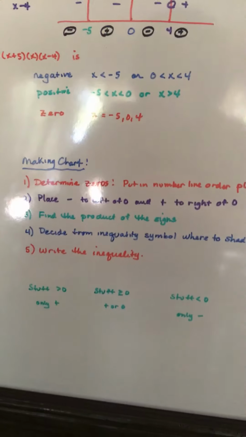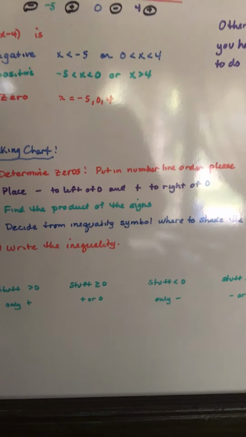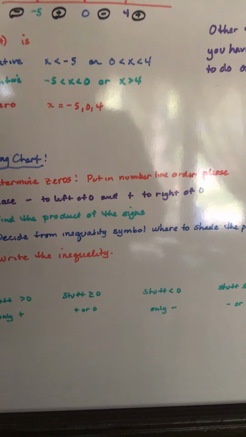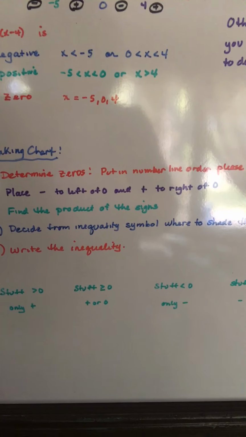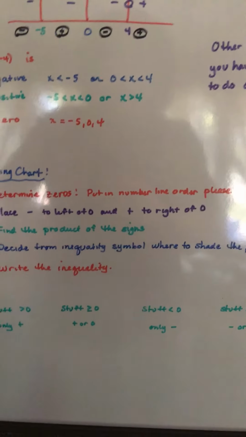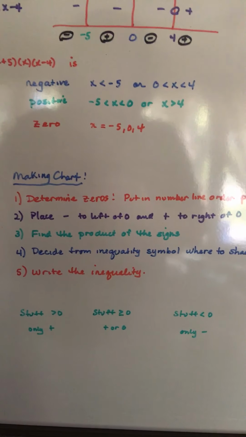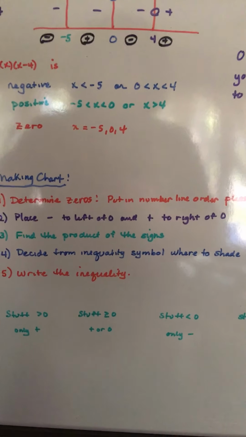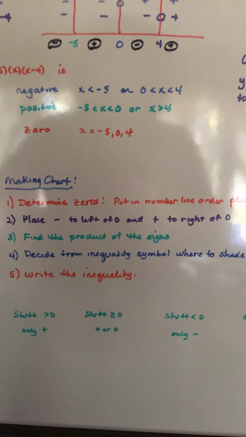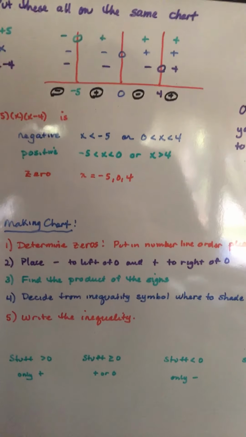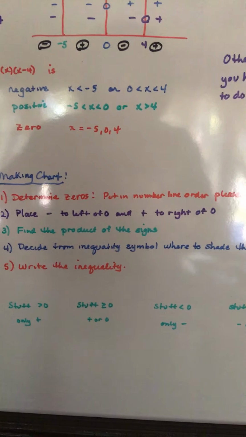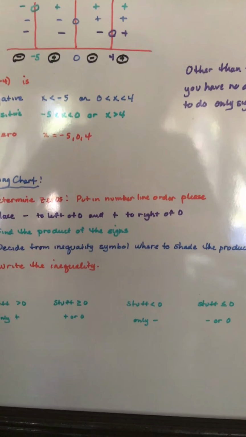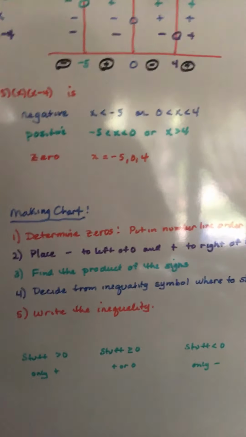So what we're going to do is, you'll have an inequality that's quadratic degree or higher. You'll determine the zeros and put them on a number line in number line order, please. Then you'll play the game and say what makes one factor 0, and you'll put the 0 on, and whatever's to the left is negative and to the right is positive. You'll do this for each factor. You'll find the product of the signs like I did up here. And then you'll decide from the inequality symbol where to shade: just where it's positive, where it's negative, positive and 0, or negative and 0.